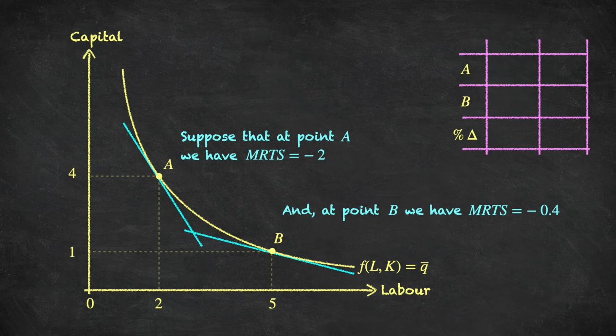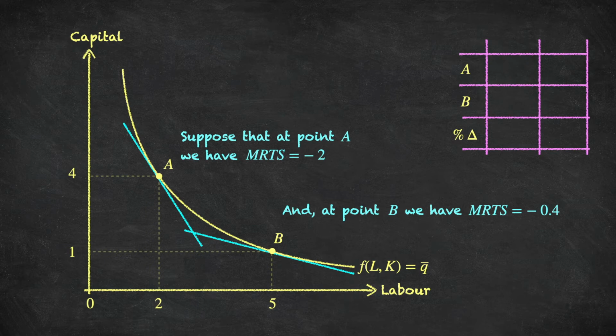So in this diagram, I've drawn 2 points, 2 different factor combinations that I've labelled point A, which has 2 units of labour and 4 units of capital, and point B, which has 5 units of labour and 1 unit of capital. I've drawn an isoquant, so everywhere along this yellow curve, output is equal to Q bar. And at point A and point B, I've drawn these blue lines which are just tangent to the isoquant. So the slope of these blue lines tells us the marginal rate of technical substitution at points A and B.